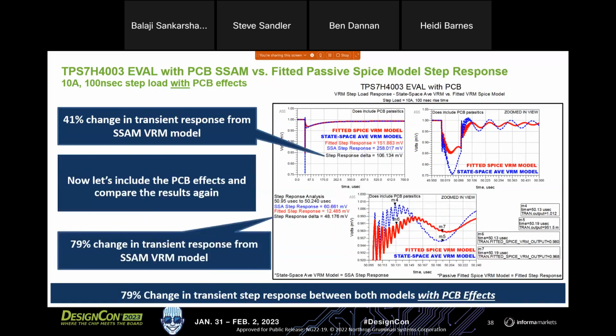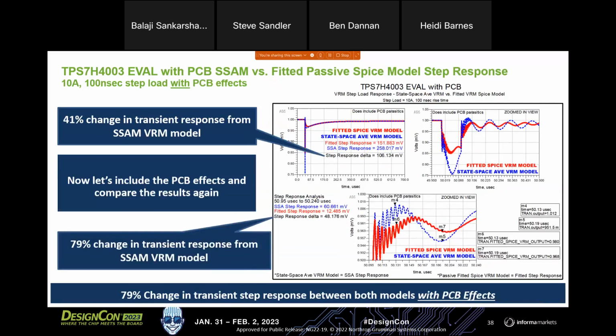Now let's add in the PCB effects. If you add in the PCB effects, holy cow, you can see a much greater step change in that initial step response of over 106 millivolts. And in fact, when you pan to the right in time, where you start to see that ringing, you start to see a phase change occurring. And now we're seeing a greater change in that ringing of over 48 millivolts. And this is just with the PCB effects.